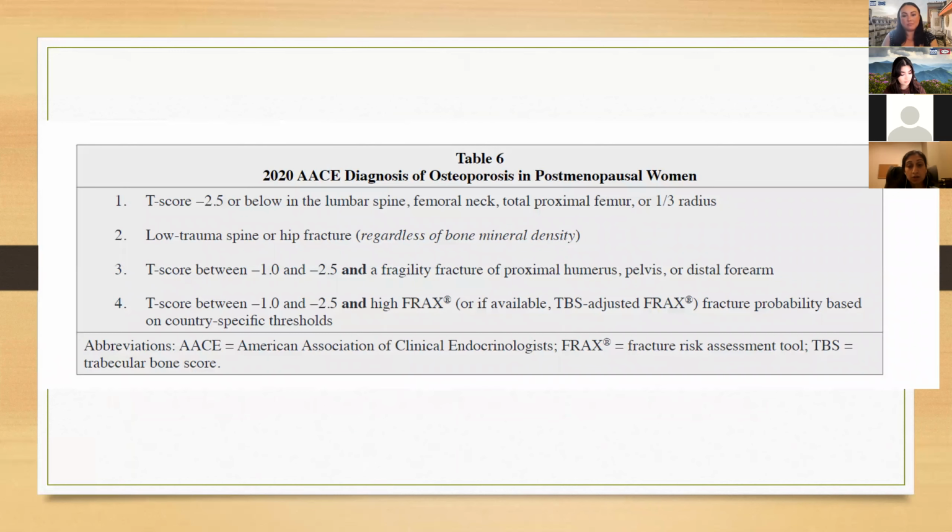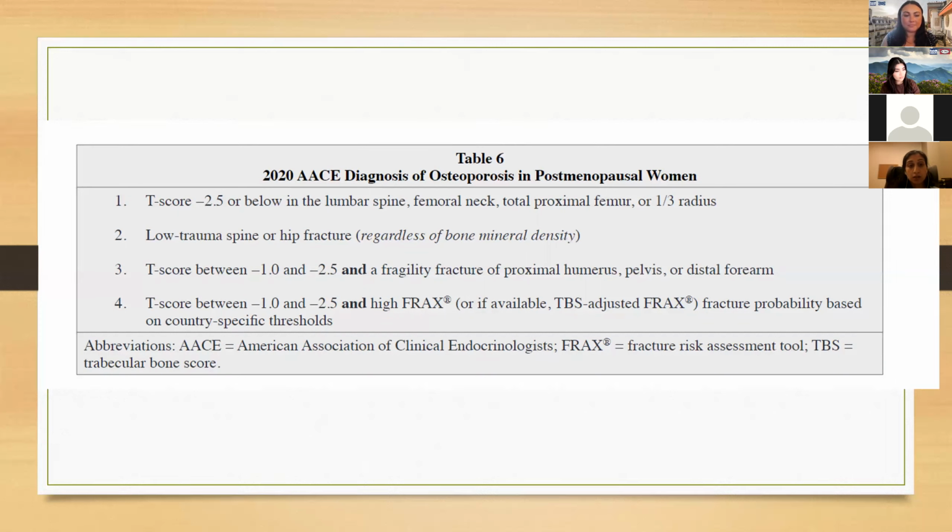So how do you actually diagnose it once you have the report in front of you? It can be diagnosed in several ways, and this is according to the 2020 AACE guidelines for diagnosis of osteoporosis in postmenopausal females. A T-score of -2.5 or below at the spine, the femoral neck, or the total proximal femur defines osteoporosis. And like I said, sometimes we do include that 1/3 radius if you can't get another site, or if we're evaluating for hyperparathyroidism. On most standard reports, it's not included, as usually just the spine and the hip.